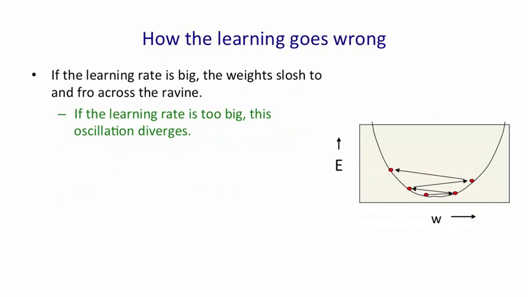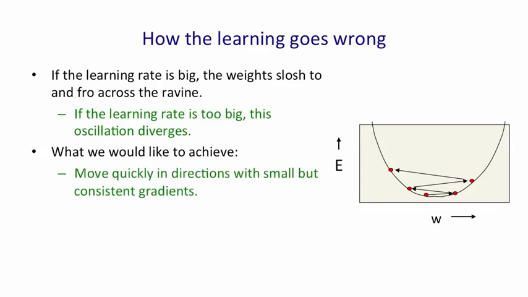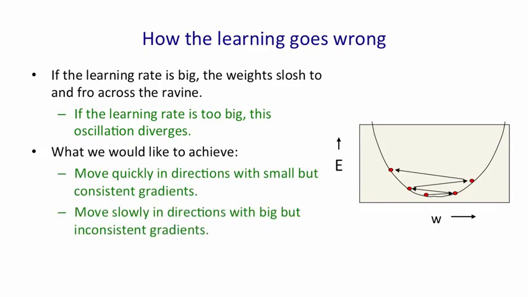So the way the learning goes wrong if you use a big learning rate is that you slosh to and fro in the directions in which the error surface is very curved. We'll call that sloshing across a ravine, and with the learning rate too big, you'll actually diverge. What we want to achieve is that we go quickly along the ravine in directions that have small but very consistent gradients, and we move slowly in directions with these big but very inconsistent gradients. That is, if you go in that direction for a short distance, the gradient will reverse sign.